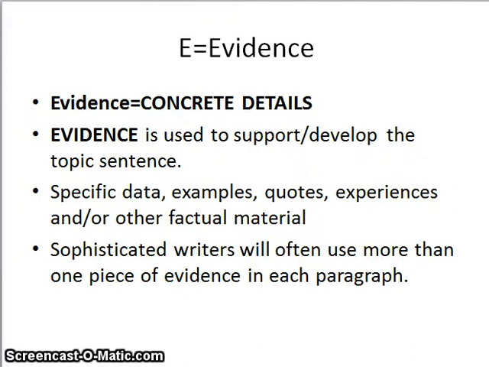The second element of T is your evidence, and evidence refers to the concrete details that you are using to support and develop the idea in your topic sentence. So this can be specific data, examples, quotes from experts, experiences, anecdotes, or other factual, concrete material that you're using to support the topic. Oftentimes you will use more than one piece of evidence in each of your paragraphs, which is a mark of a more sophisticated type of writing.